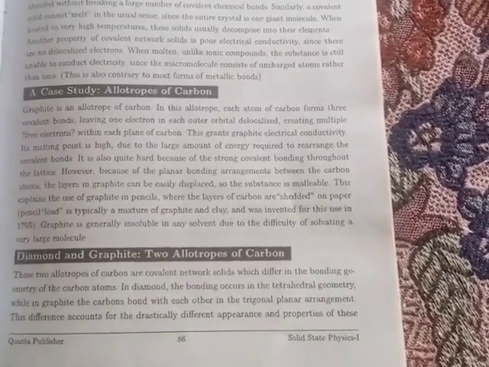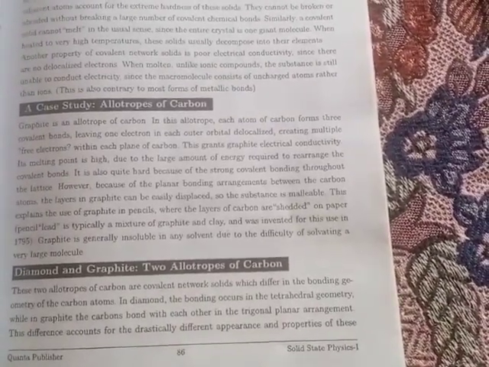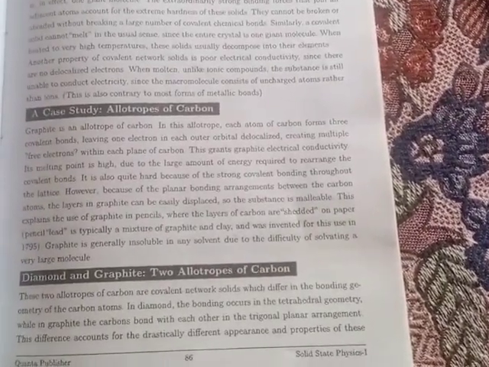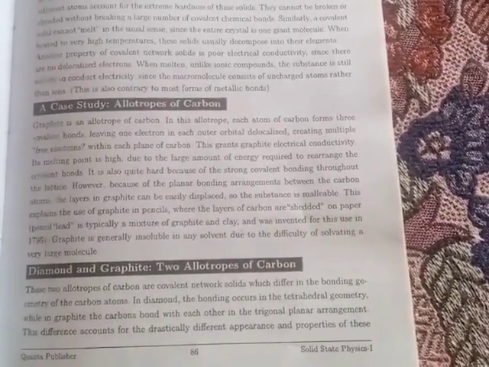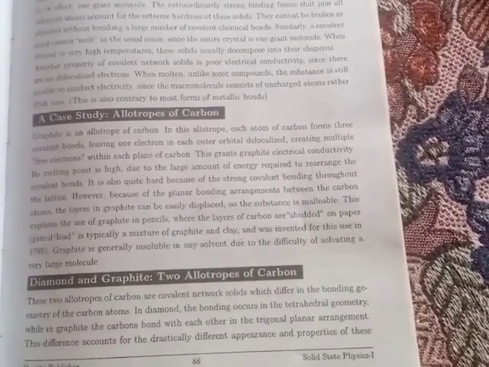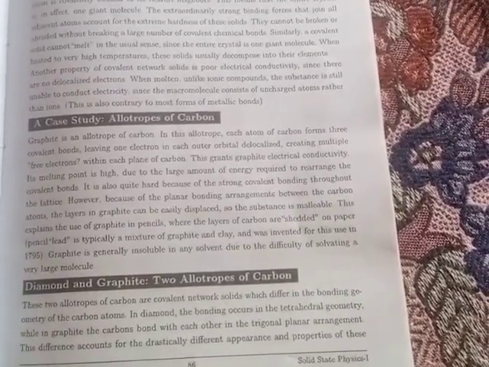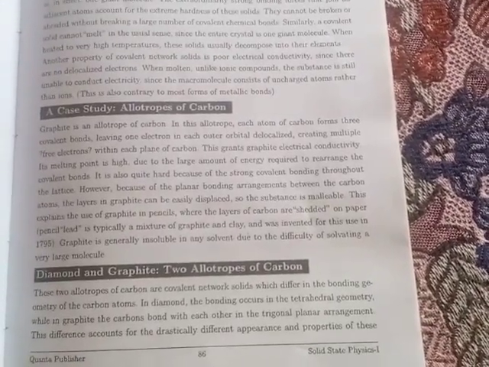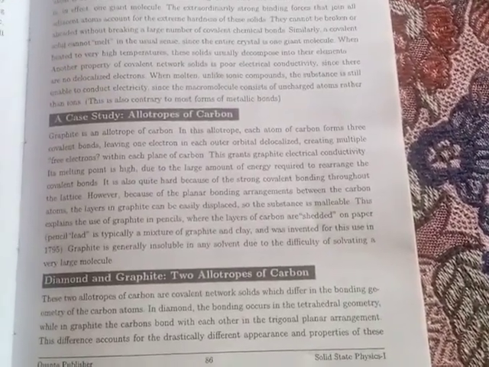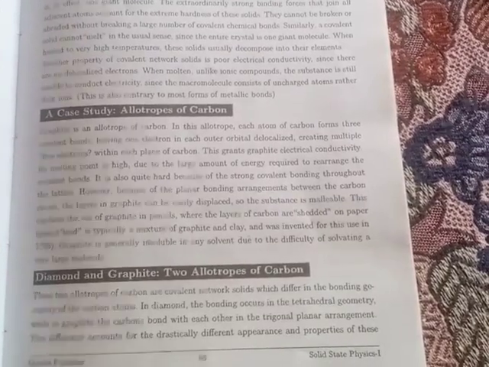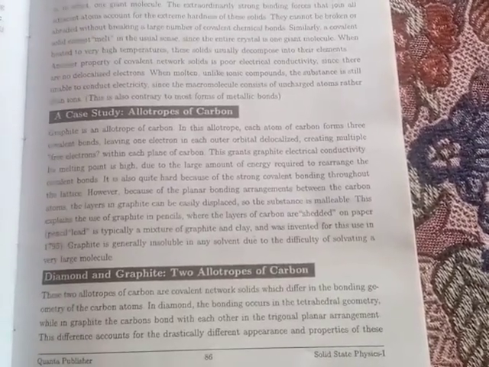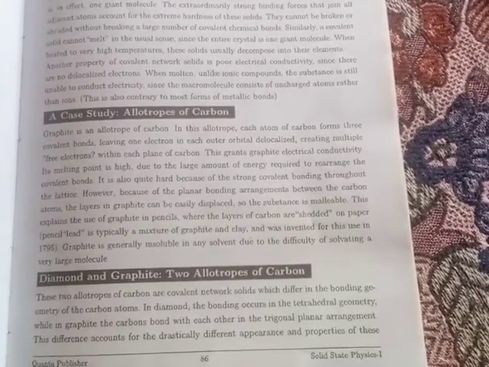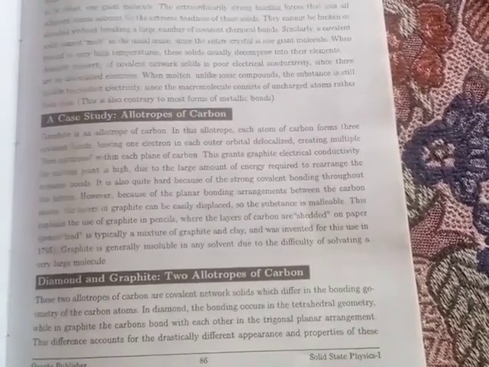Graphite is an allotrope of carbon. In graphite, each atom of carbon forms three covalent bonds, leaving one electron in each outer orbital delocalized, creating multiple free electrons within each plane of carbon. This grants graphite electrical conductivity. Its melting point is high due to the large amount of energy required to rearrange the covalent bonds.